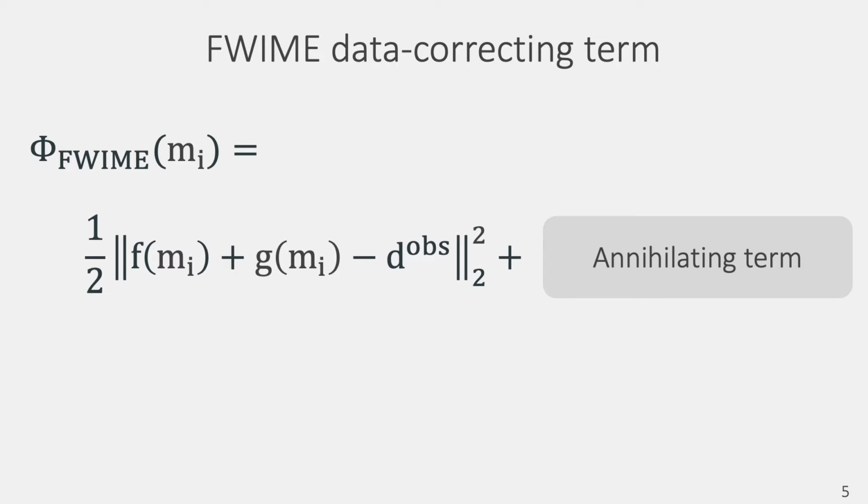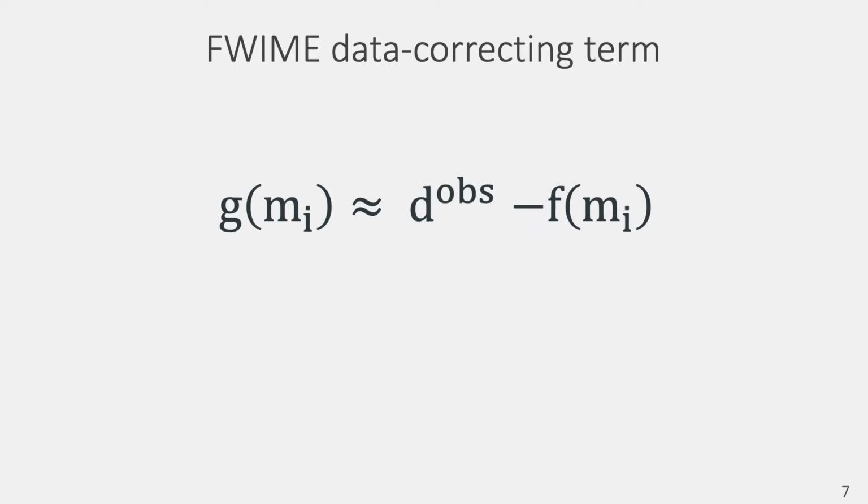Okay, recall that in the previous section, we showed that the FWIME objective function could be expressed by the following equation. We said that we added a data correcting term g of mi in order to match the observed data as accurately as we wish. And now, the focus of this video is to explain how this data correcting term g of mi can be computed. Remember, by construction, this data correcting term g of mi should satisfy the following expression.